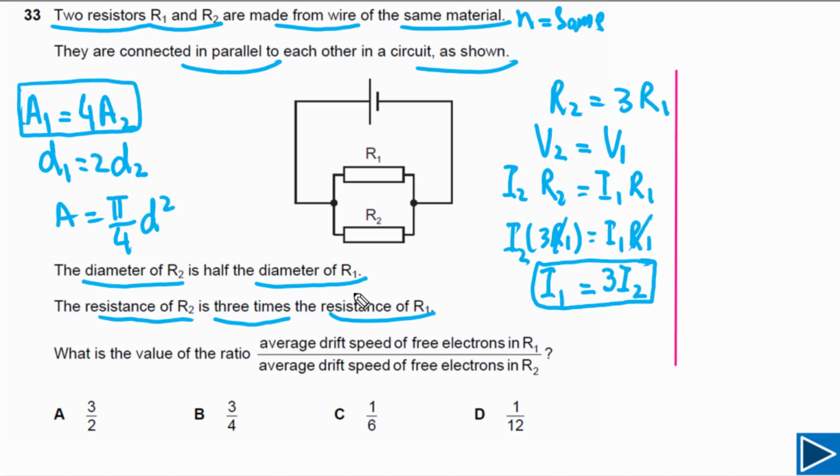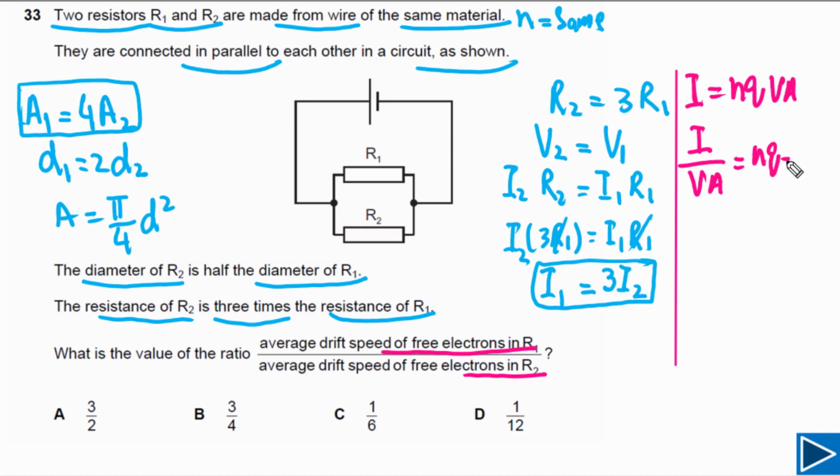For this question, we need to find the ratio between the drift speed of free electrons in R1 and in R2. So we need the transport equation. According to the transport equation, I is equal to nqvA. We can rearrange this: I over vA is equal to nq. But nq is constant for wire 1 and it is also constant for wire 2, so we can simply say it is equal to a constant.